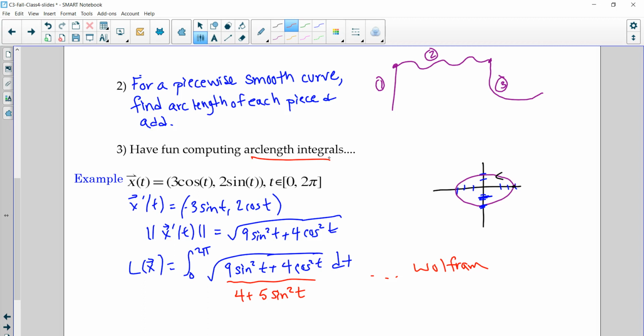Okay, and that's the end of this second video. So we've gone through the idea of arc length and some examples and notes related to them. In the next video, we'll actually talk about it as a function. Stay tuned.